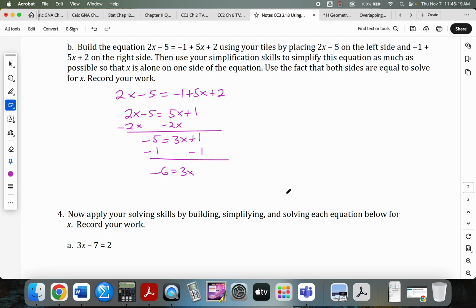So I've got negative 6 is equal to 3x. What does x have to be equal to? It's got to be negative 2. Because if I divide both sides of this by 3, I get negative 2 is equal to x.